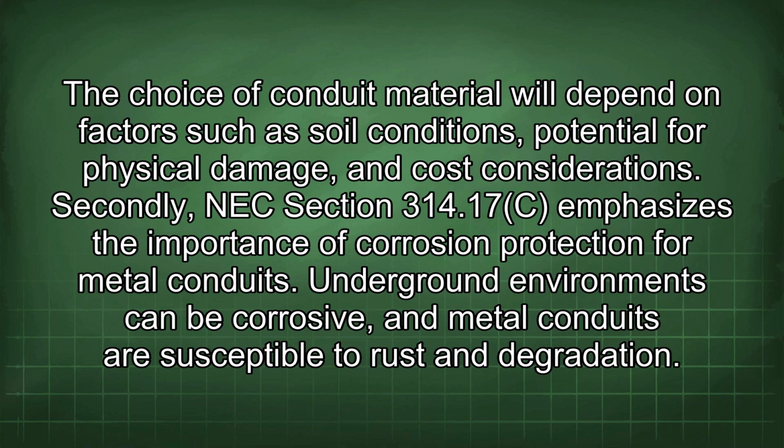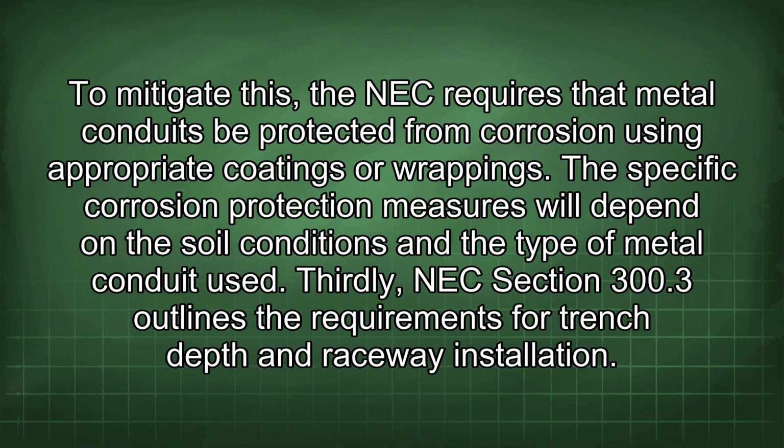Secondly, NEC Section 314.17c emphasizes the importance of corrosion protection for metal conduits. Underground environments can be corrosive, and metal conduits are susceptible to rust and degradation. To mitigate this, the NEC requires that metal conduits be protected from corrosion using appropriate coatings or wrappings. The specific corrosion protection measures will depend on the soil conditions and the type of metal conduit used.